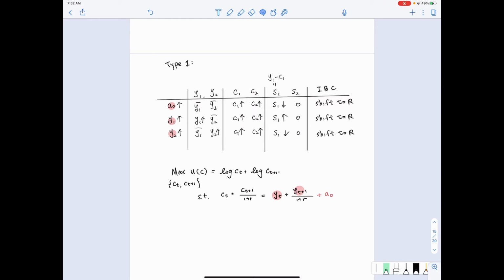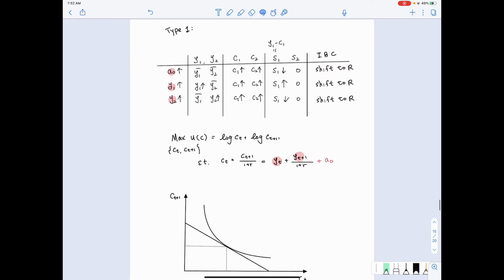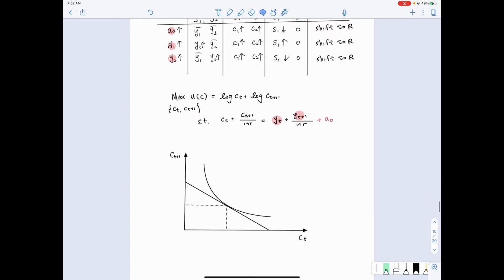So in the graph, what we will see is that this is the original consumption bundle we choose. Once we have the increase in the initial wealth, current income, and the future income, we are going to have the intertemporal budget line parallel shift to the right. So the outcome will be that we will be tangent to an indifference curve that is to the upper right of the original indifference curve.